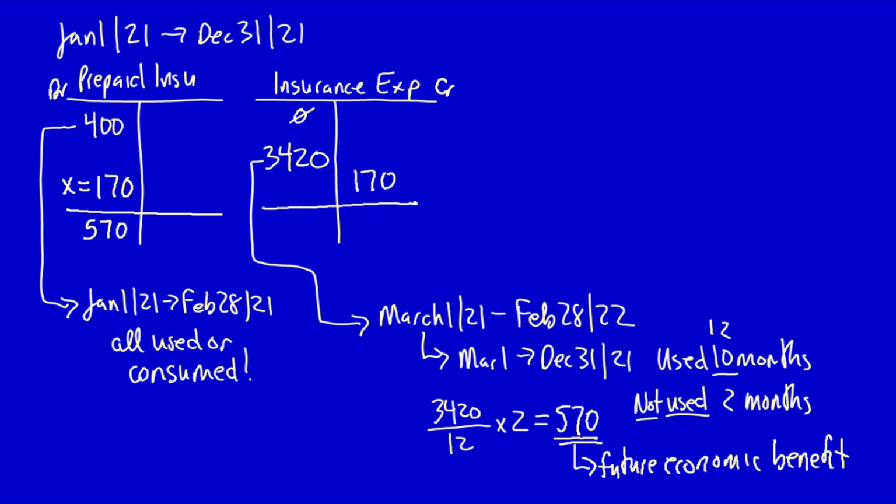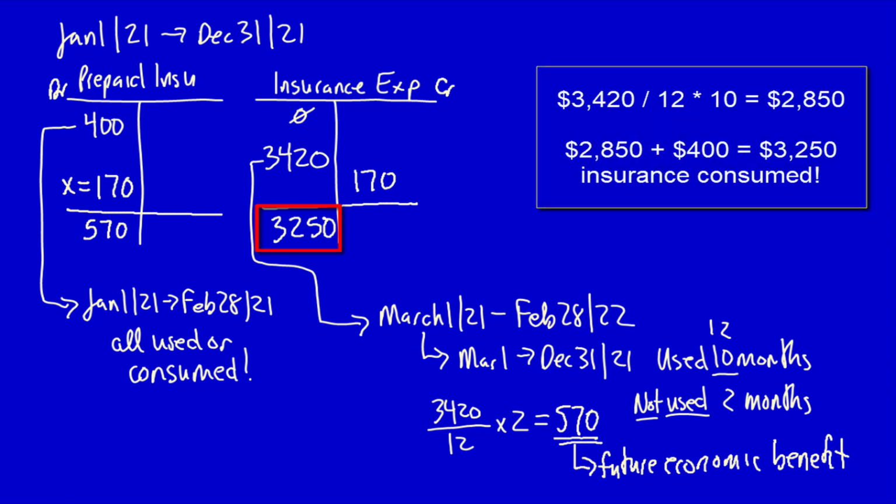What will my insurance expense be at the end of the year? $3,420 minus $170 is equal to $3,250. That's the amount of insurance that was used or consumed during 2021. I could calculate that amount if I wanted to. I would take the $400 and I would add in the 10 months of insurance that I used, and it would come up to $3,250.